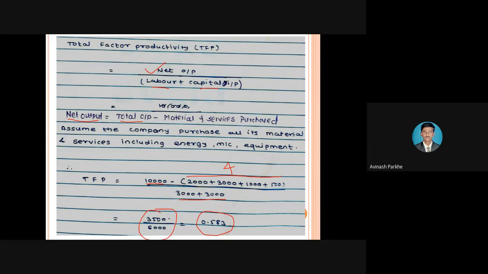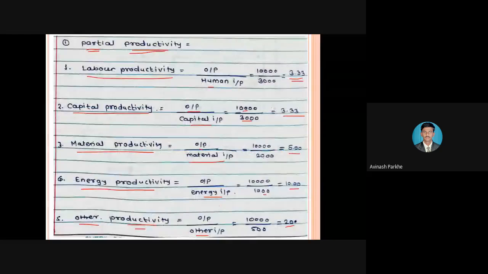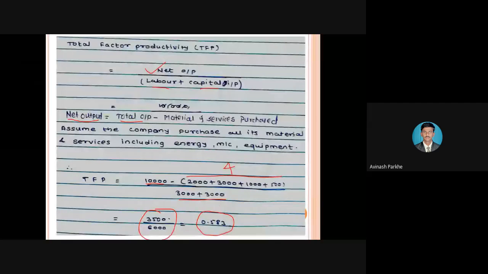Whatever we purchase, we have to subtract all of that from the total output, and whatever value you will get, that value will be considered as the net output, divided by, this term is very important, for the total factor productivity only two inputs are considered. Out of that, one is labor and another is capital. So this will be the second problem based on this particular productivity calculation.